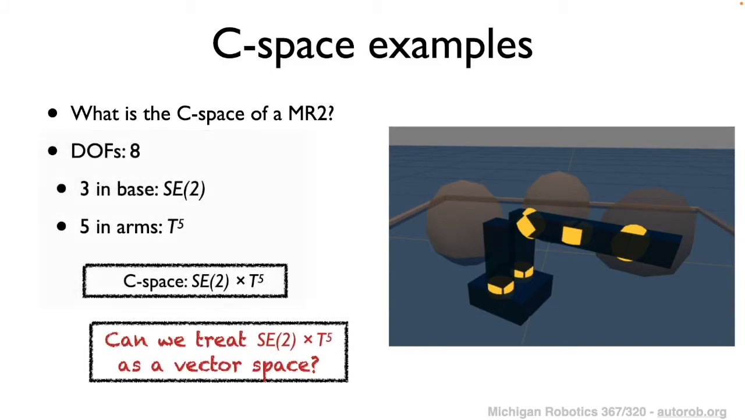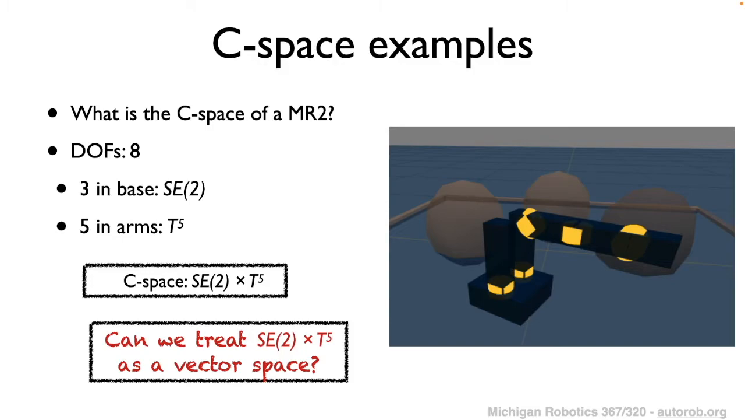So the first thing we can do is observe that there are 8 degrees of freedom for our MR2. If we look at the joints, they're highlighted as the yellow cylinders. We have 5 rotational joints along the arm, and then the base of our MR2 can translate within the plane and it can rotate. So there are an additional 3 degrees of freedom. In total we have 8 degrees of freedom, where we said we had 3 in the base, which can be represented by the special Euclidean group 2. And then the 5 rotational degrees of freedom in the arm can be represented by T5. The reason that we can represent them using T5 is that for our MR2 robot, there are no joint limits expressed for any of the rotational joints.